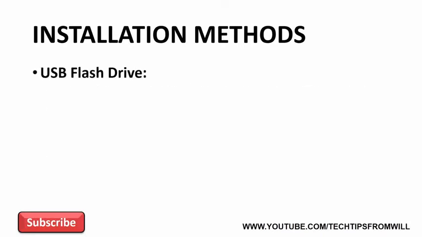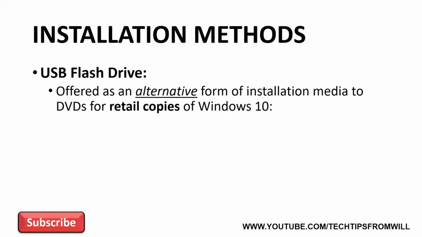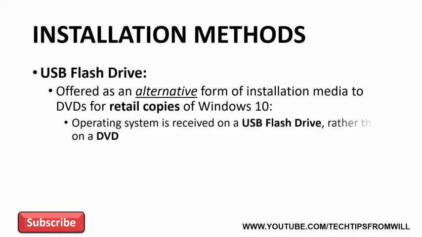This brings us to the next install method, using a USB flash drive. Starting with Windows 10, Microsoft has started to offer USB flash drives as an alternative form of installation media when you purchase a retail copy of Windows 10. When you purchase Windows 10 off the shelf, if you pay a little extra, you'll receive the operating system on a USB flash drive rather than on a DVD.